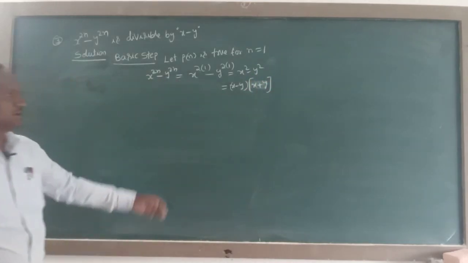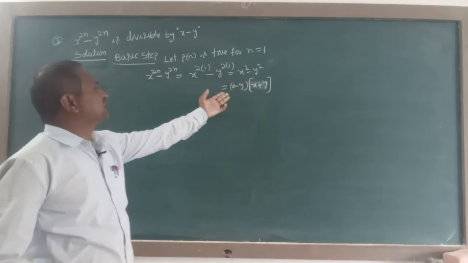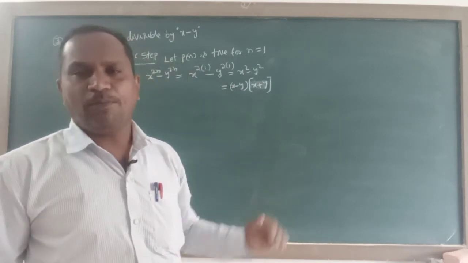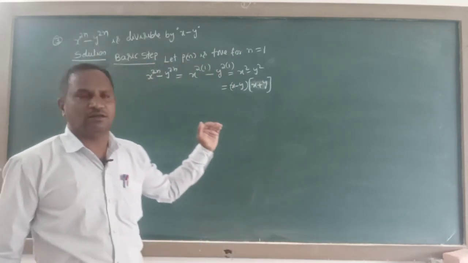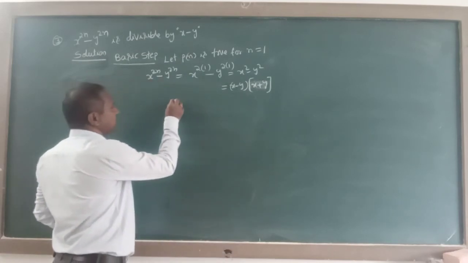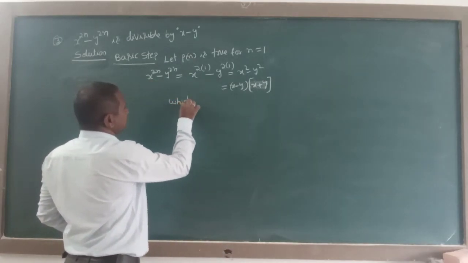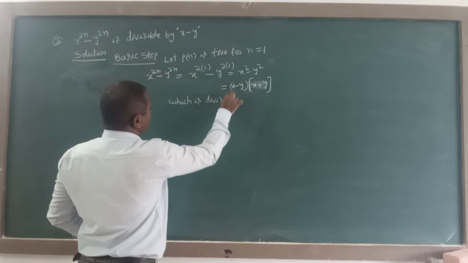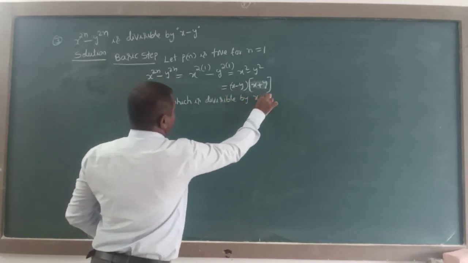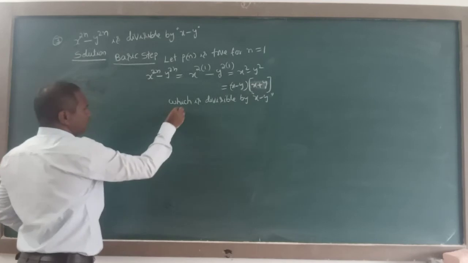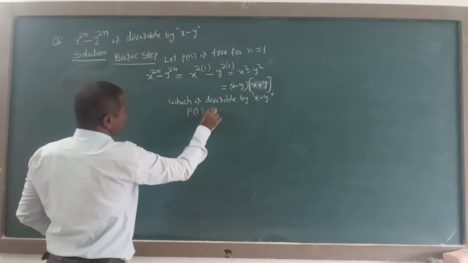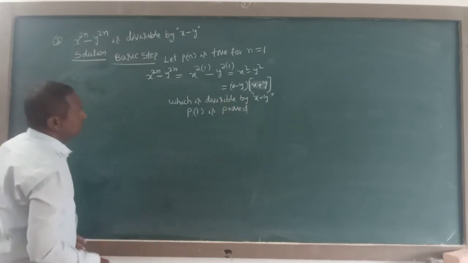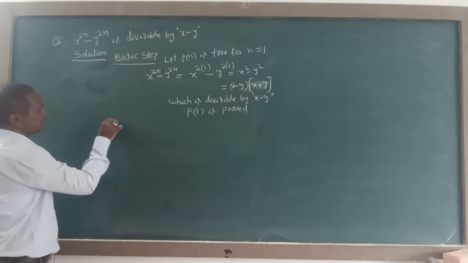X plus y, which is divisible by x minus y, because x minus y has a product with x plus y. Since it has a product with x plus y, we can easily tell it is divisible by x minus y. Therefore, P of 1 is proved here. Next, we are going to discuss the induction step.